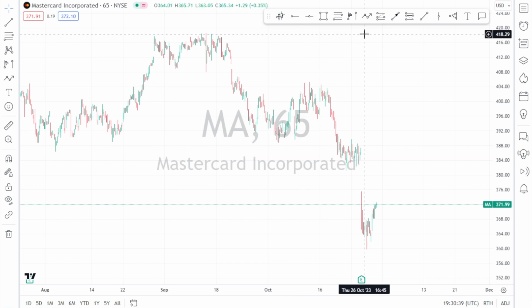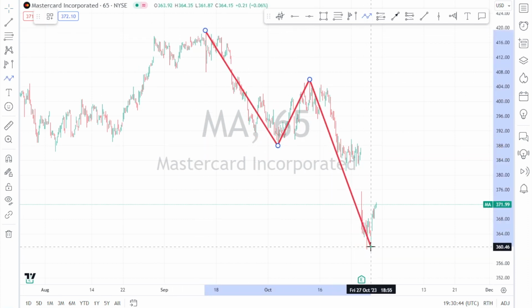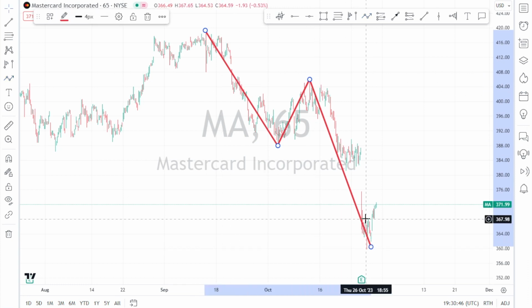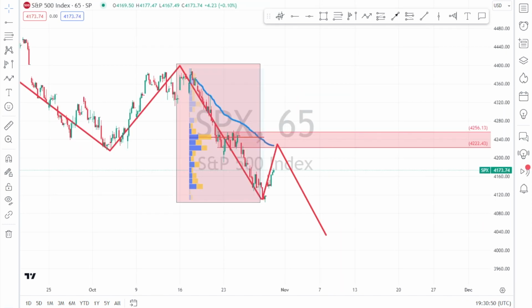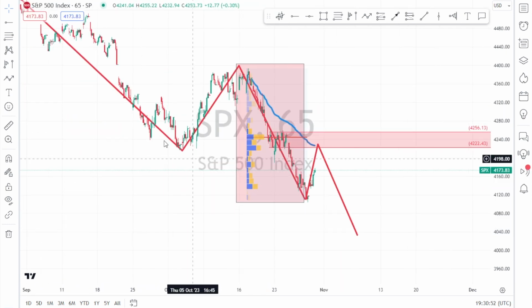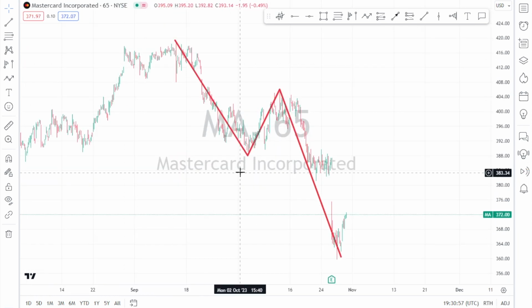All right, so when I'm looking at this from a structural standpoint, 1, 2, 3, impulse, correction, impulse. We're in sync with what the S&P is doing. 1, 2, 3, 1, 2, 3, 1, 2, 3. Okay, they're moving together.